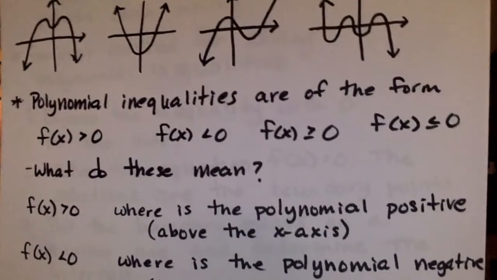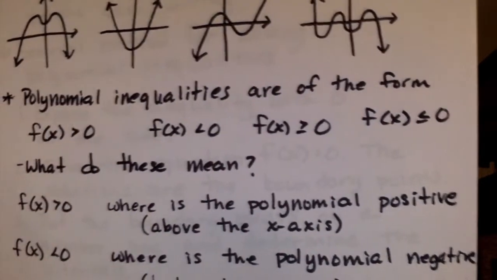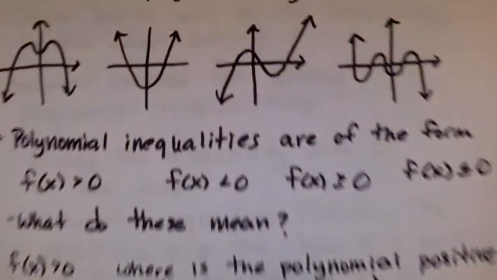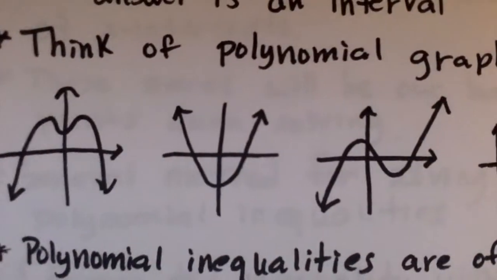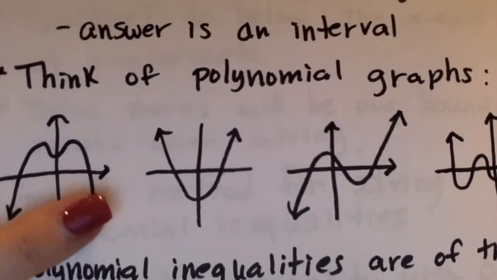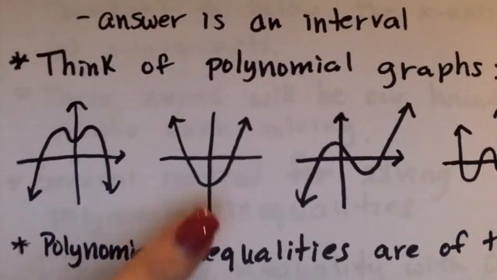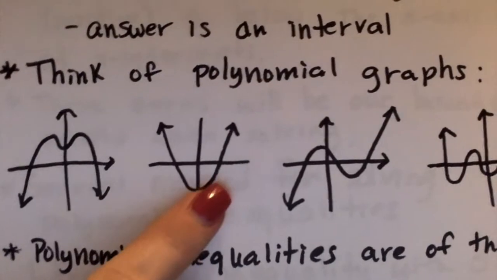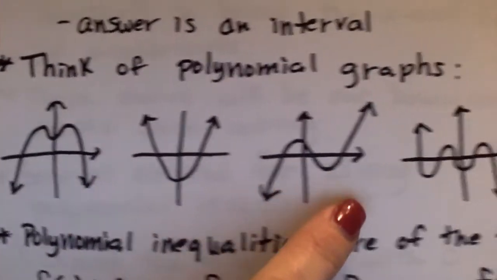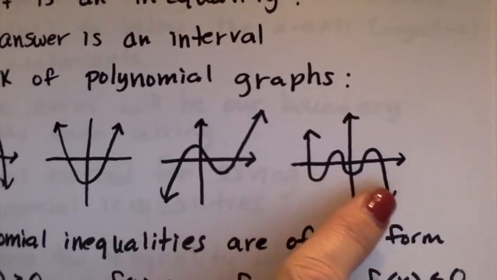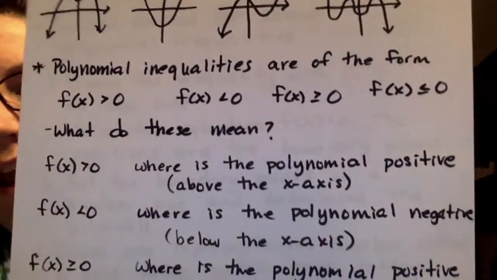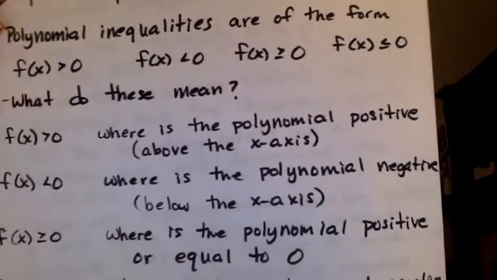When the polynomial is less than 0, we're trying to find out where the polynomial is negative, or where it is below the x-axis. So again, looking at these samples, where is it below the x-axis? Over here and over here. On this one, it's right here in the middle. Here, we're here and a little piece here. Over here, there's a few little pieces that are below the x-axis. That's what we're talking about. And then the other ones are pretty self-explanatory.